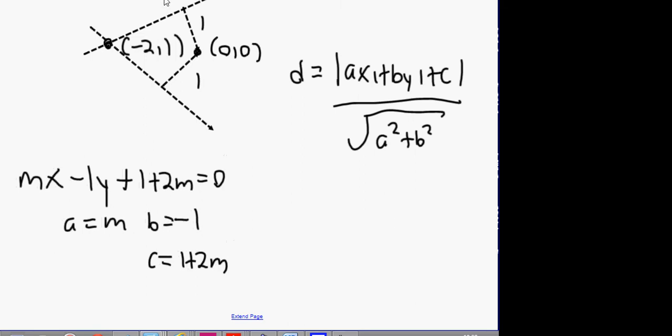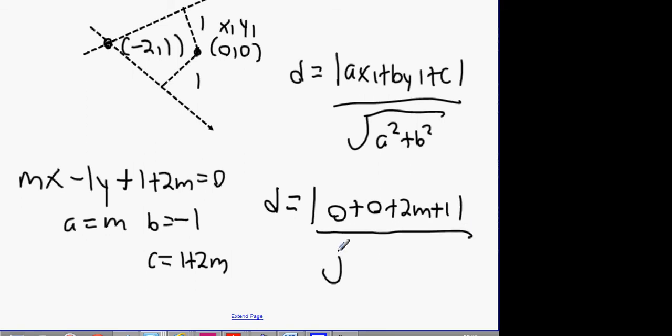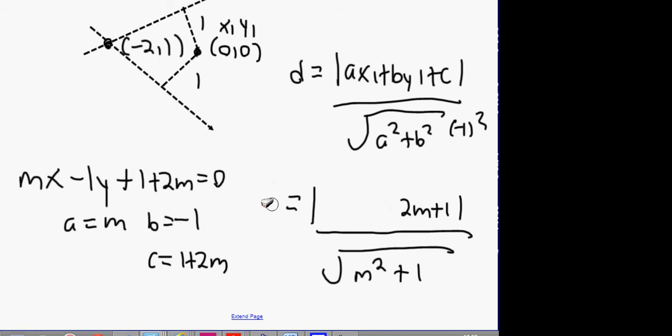Okay, guys. Now d equals ax1, which is m times... Now what's x1, y1? The origin. So it's just going to be 0 plus c, which is 2m plus 1, all divided by the square root of m squared plus minus 1 squared, plus 1. Now, might as well just get rid of those zeros there for a second. They're just making life more difficult.